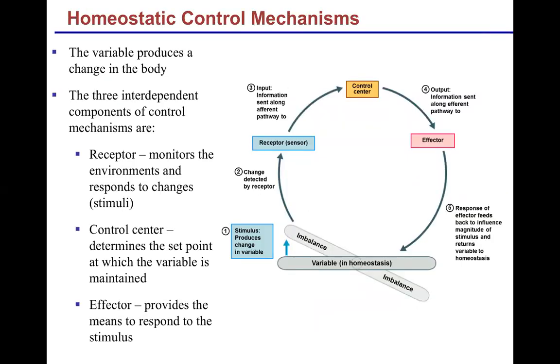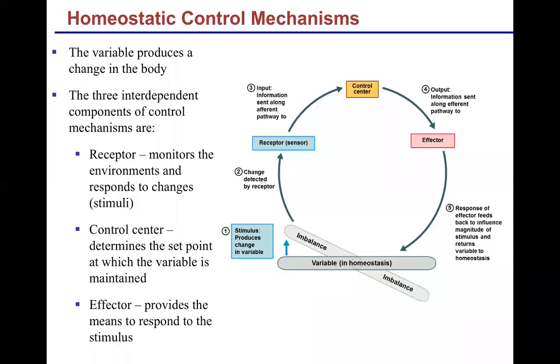This homeostatic control happens through three interdependent components that control this mechanism. Number one is the receptor, which monitors the environment. What is going on? What are the changes in the stimulus? How is the environment changing? All of these questions are taken care of by the receptor, which responds to the stimuli. The receptor then sends the information to the control center. Now this control center is the brain.